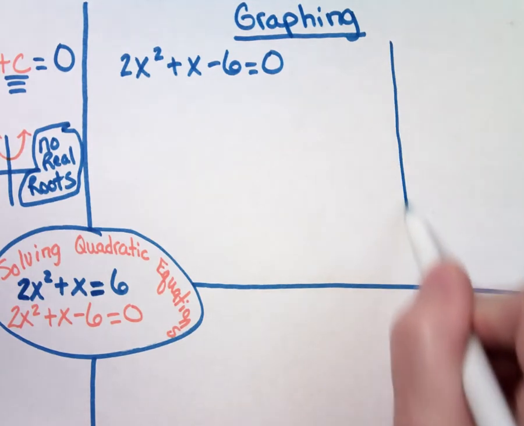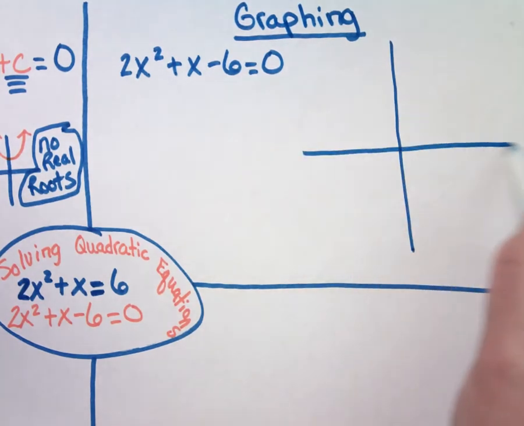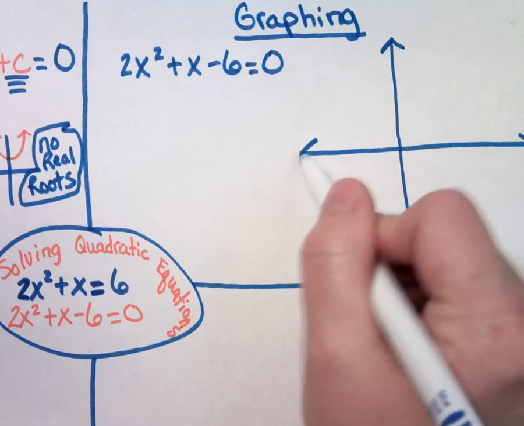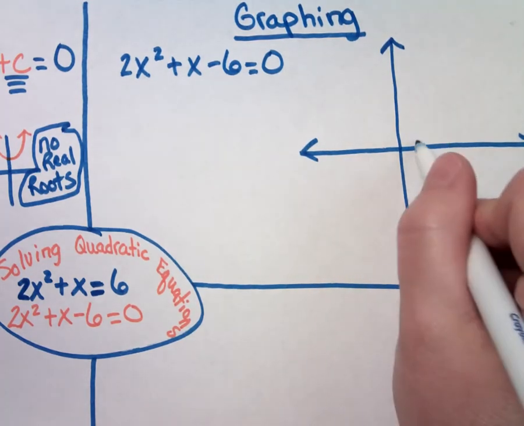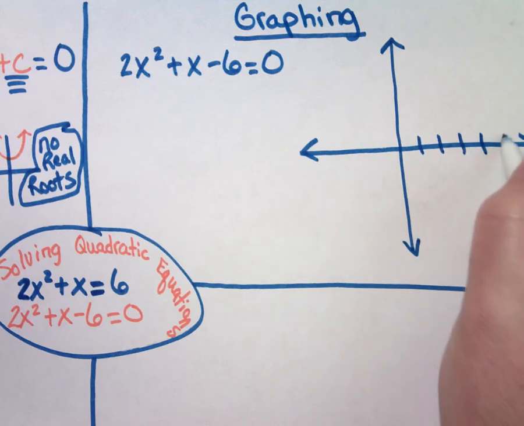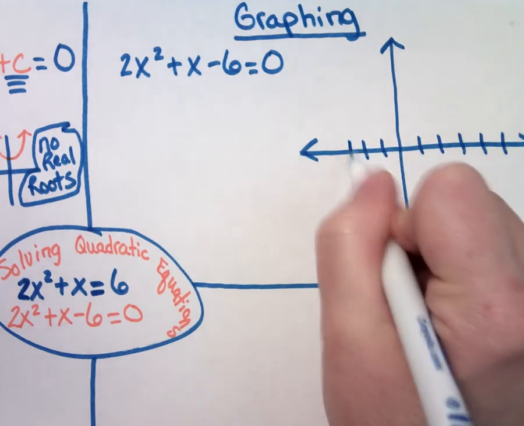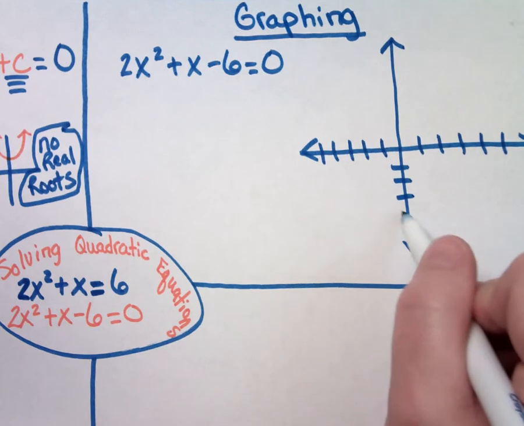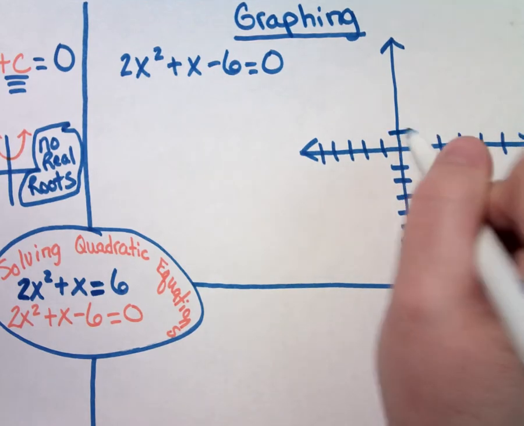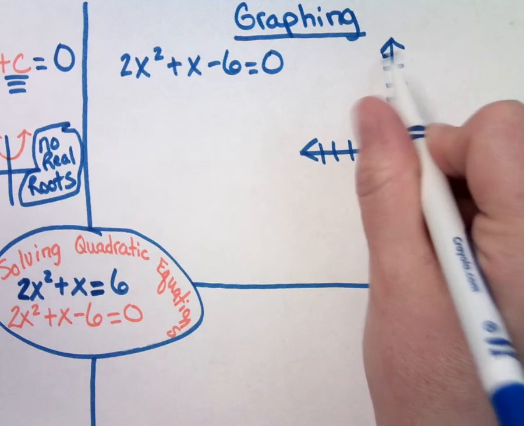I'm going to go ahead and make a coordinate plane. So I'm going to start putting some tick marks on here. 1, 2, 3, 4, 5. 1, 2, 3, 4, 5. 1, 2, 3, 4, 5, 6. 1, 2, 3, 4, 5, 6.